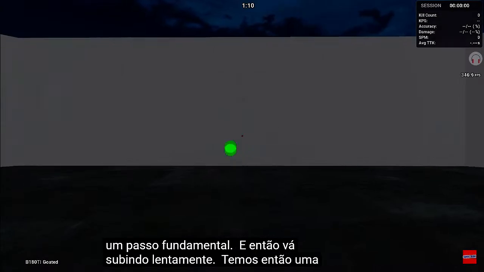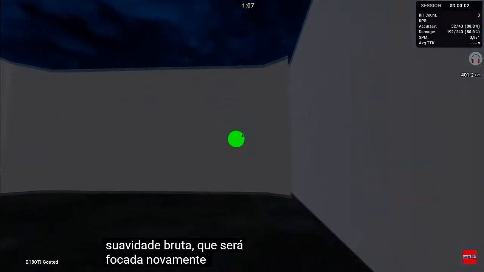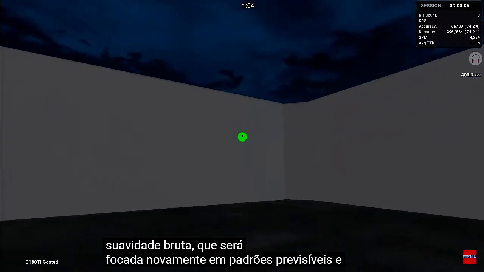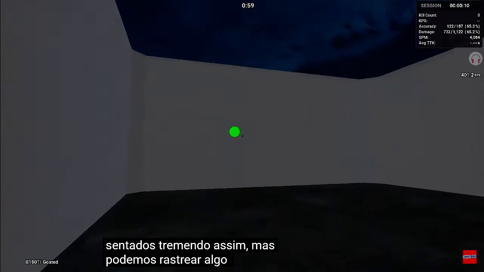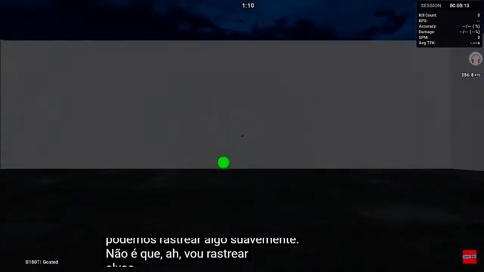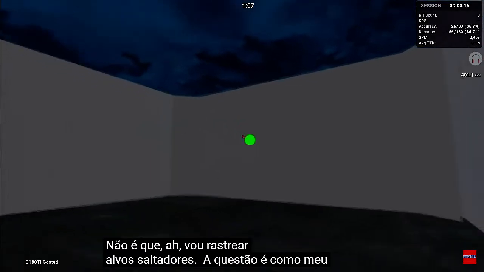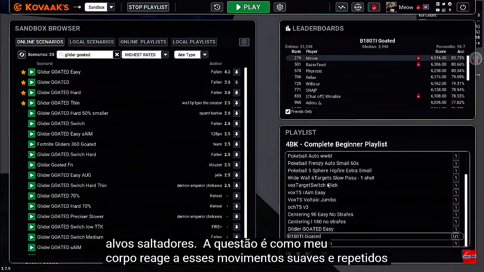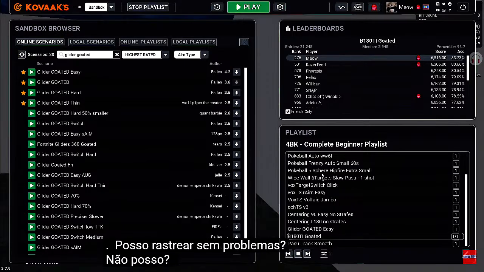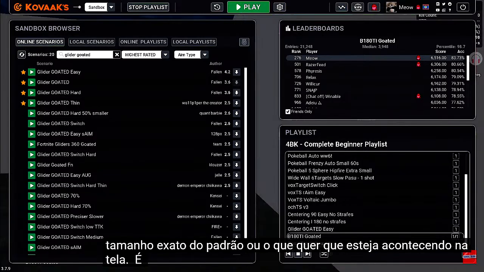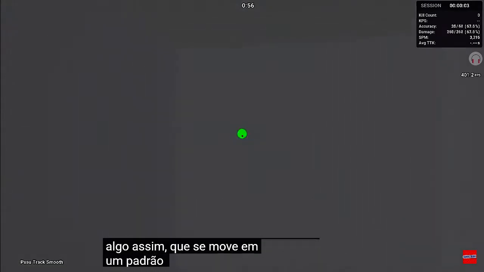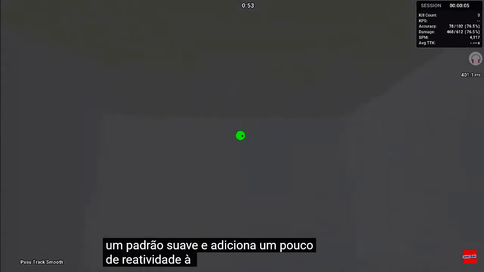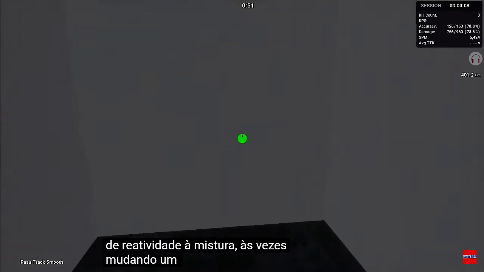We then have some raw smoothness, which is just going to be focused again on predictable and repeated patterns. So again, we don't sit there and shake like this, but we can actually smoothly track something. It's not that, oh, I'm going to track jumping targets. It's more, how does my body react to these repeated and smooth motions? Can I smoothly track? Can I not? More so than the exact pattern, size, or whatever's happening on screen. It's more, how do you react? How do you handle it? You also have something like this, which just moves in a smooth pattern and adds a little bit of reactivity into the mix by sometimes changing a little bit direction.